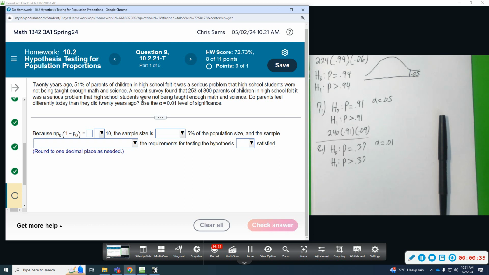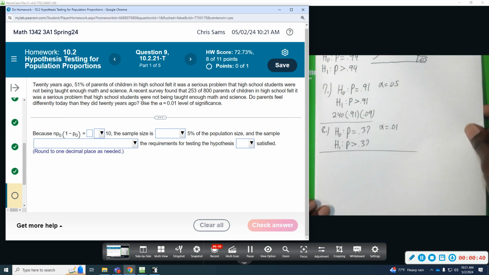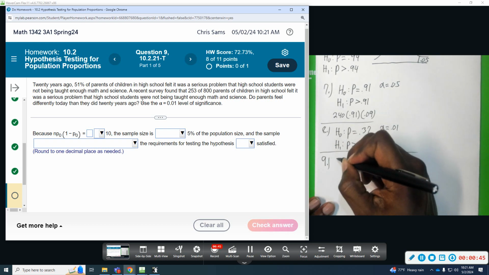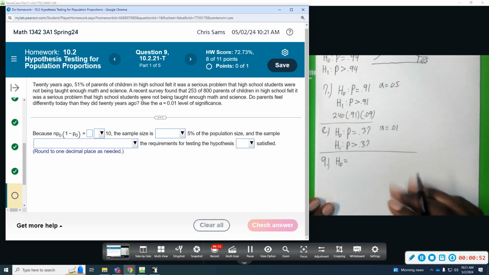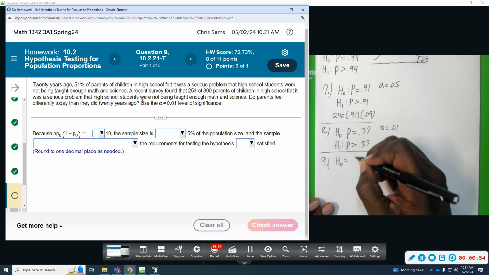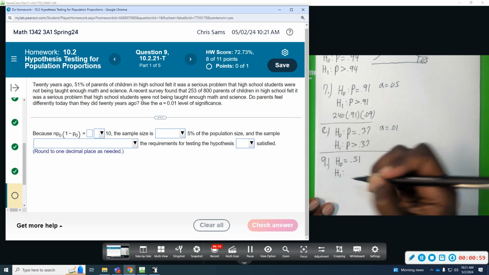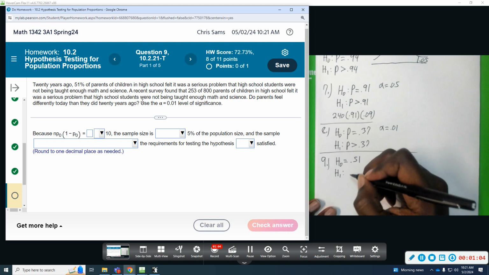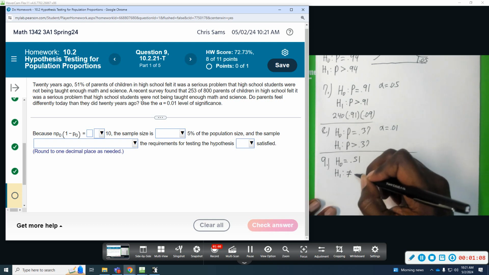So let's set up our null and alternative and then prepare to see if we have enough information to do the test. So null is going to be equal to the 51% that we were given, so 0.51. Alternative, the question said, do parents feel differently today? So differently just means not equal to. So maybe more, maybe less, just that it's not equal to 51%.